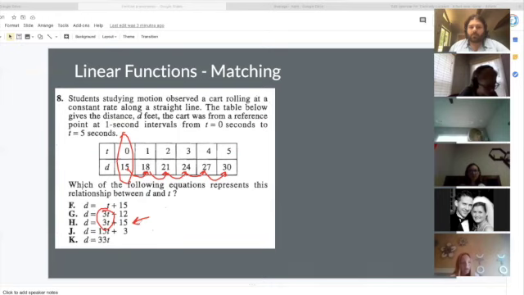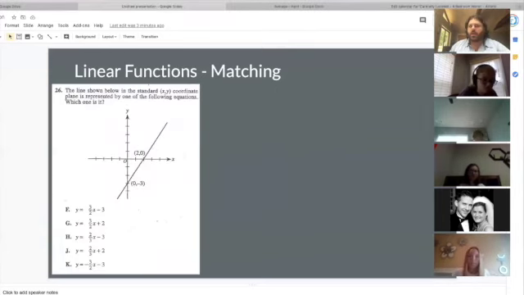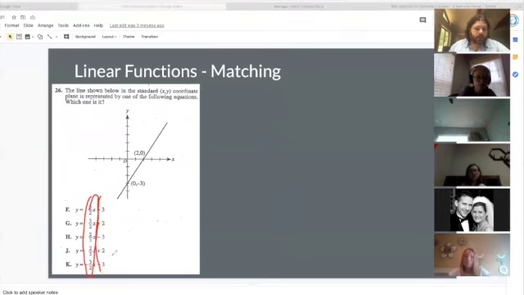Okay, so it's got to be H anyway. So be able to look at a table and an equation and kind of match them together. It's a pretty easy one to do. Next thing with matching is a graph. You need to take the same information, your slope and your y-intercept, and be able to match it to a graph, okay? So look at the first one.